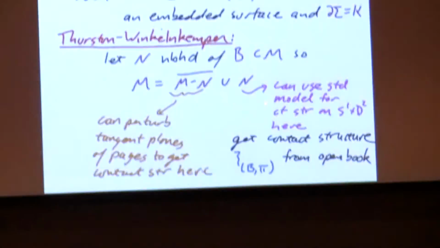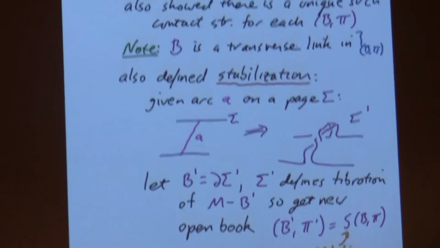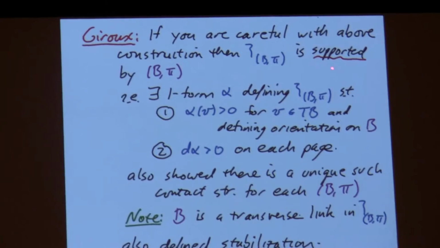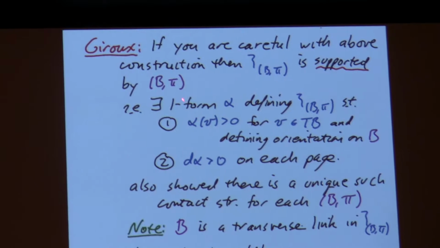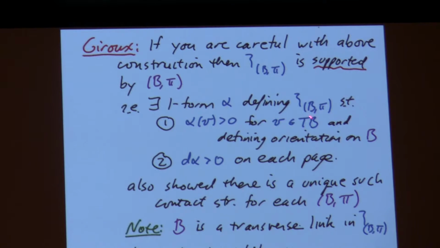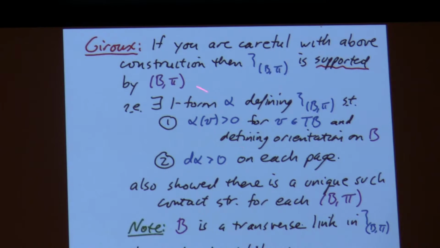One thing I'd like to observe, because of the standard model here, you can easily see, well, sorry, I want to give one other definition first. This is a definition of Giroux: we say a contact structure is supported by an open book if there exists a one-form alpha whose kernel defines the contact structure. Remember, contact structures can be given as the kernel of one-forms, such that the one-form is positive along the binding, where you use the natural orientation on the binding, and d alpha is a 2-form that is an area form on each page. Those are the conditions you want to say a contact structure is supported by an open book.